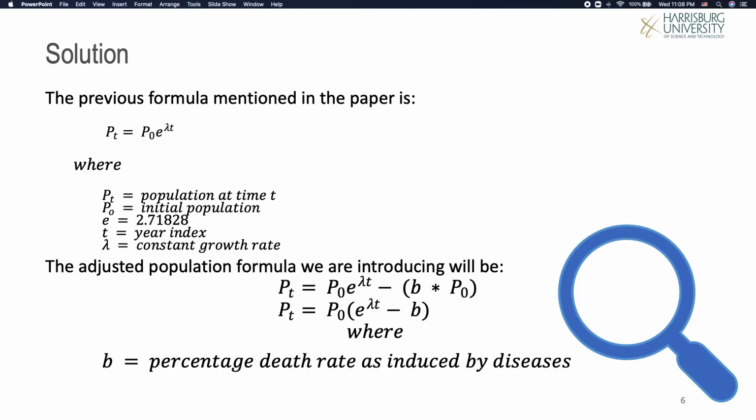Now, this is the previous formula which he had: P(t) equals P0 times e raised to the power of a times t, whereby P(t) is the population at time t, P0 is the initial population, e is of course 2.718, t is the time index, whereby 2010 is 0, 2011 is 1, and a is the constant growth rate. Now we adjusted this formula and added b, which is the percentage death rate induced by diseases, whereby the final formula we put in is P0 times (e raised to the power of a times t minus b).